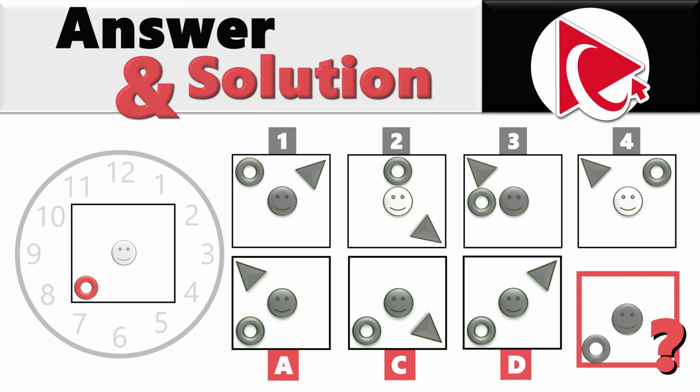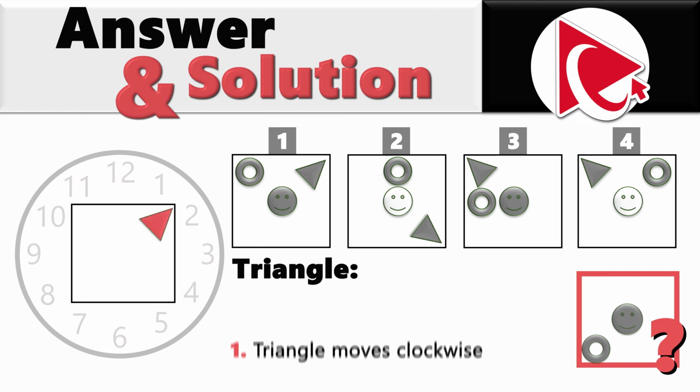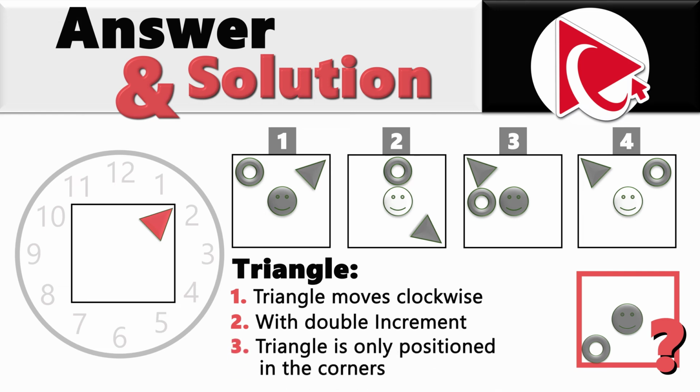this pattern. So to solve this mystery and bring order into this disorderly situation, we need to look at the triangle. Triangle moves clockwise with the double increment. It's only positioned in the corners, and the increments are +1, where triangle moves from 1 o'clock to 5 o'clock. The next increment is +2, where triangle moves from 5 o'clock to 11 o'clock. Then +4, where triangle, in fact, stays back at 11 o'clock, because +4 means the full circle.